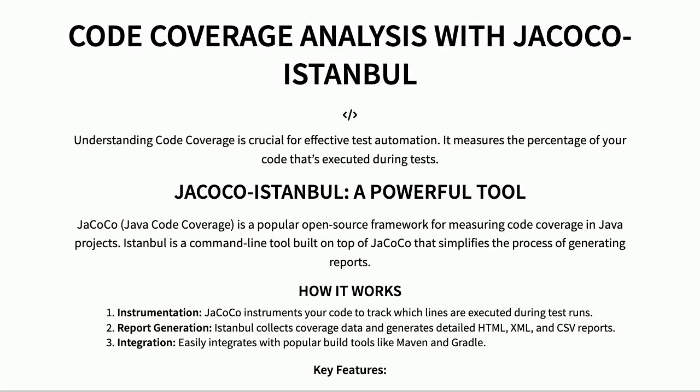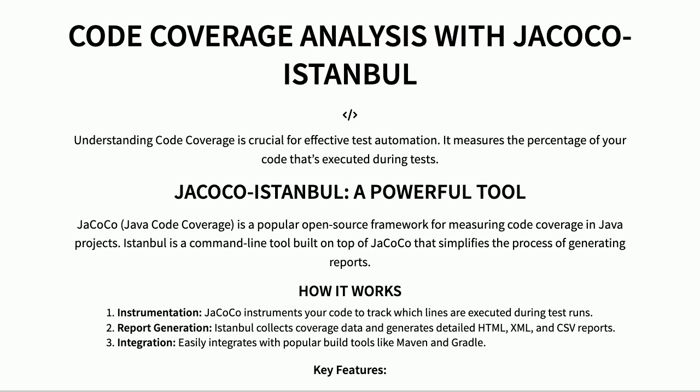Okay, let's talk about how we can really dig into our test automation. We want to make sure we're not just running tests, but actually testing everything. That's where code coverage comes in. JaCoCo and Istanbul are fantastic tools for this, especially if you're working with Java. Essentially, it tells us what percentage of our code is being touched by our automated tests.